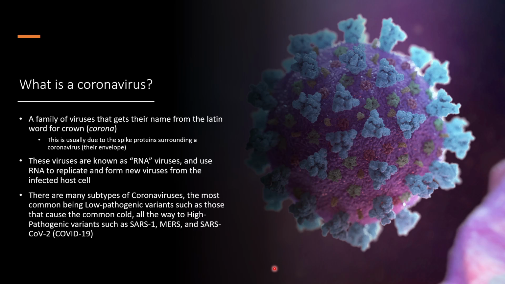And so there are many subtypes of coronaviruses. Most common are the low pathogenic variants such as those that cause the common cold, all the way to the high pathogenic variants that we have now started to find since 2003 with the first coronavirus, which is the first SARS virus, and then in 2006 and 7 with MERS, and now in 2019 and today we found it with SARS-CoV-2.